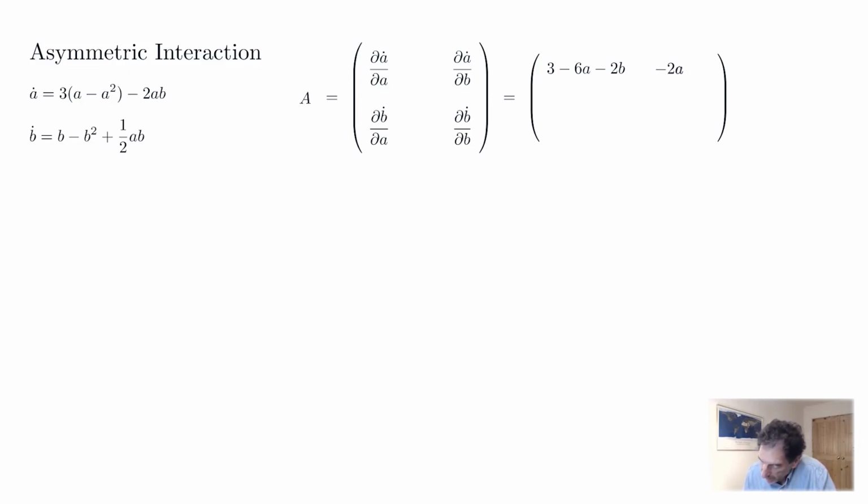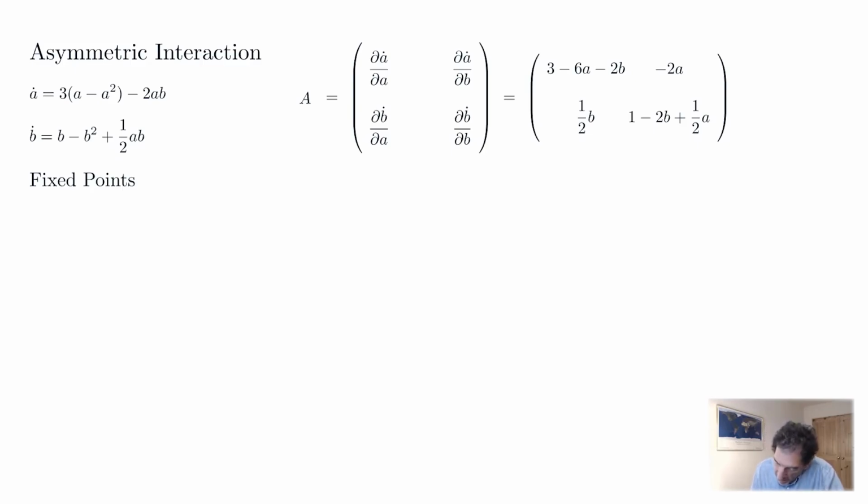And here, for the second row, we take the right-hand side, first derivative with respect to a, and that gives me 1/2 b. And then I have 1 minus 2b plus 1/2 a. So that is the linearized transformation matrix. And now let's look at each of the fixed points that exist in the system. Again, it's so simple to write the fixed points that I didn't bother enumerating them, but let me now just state what they all are.